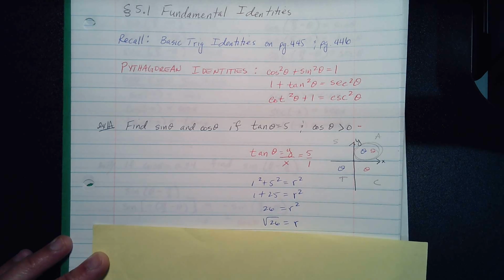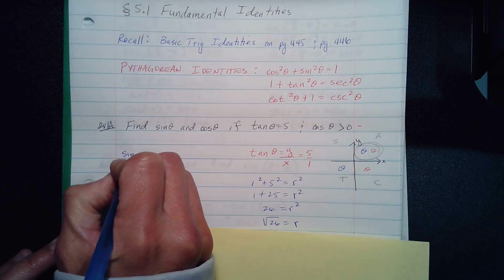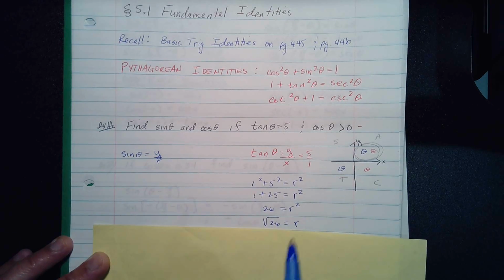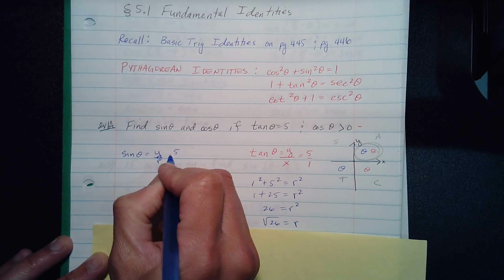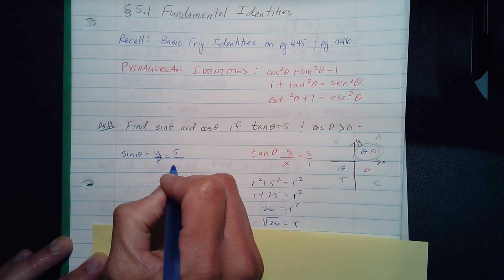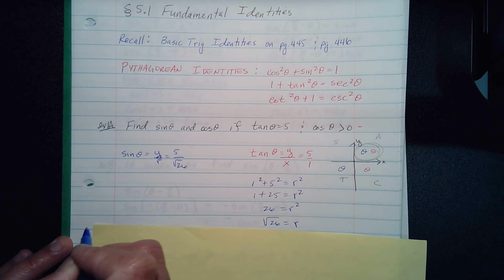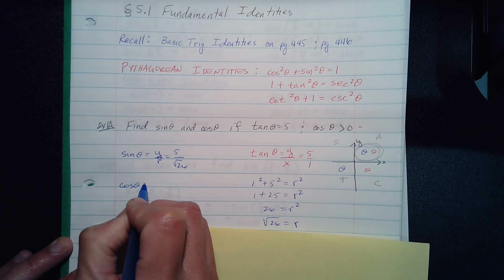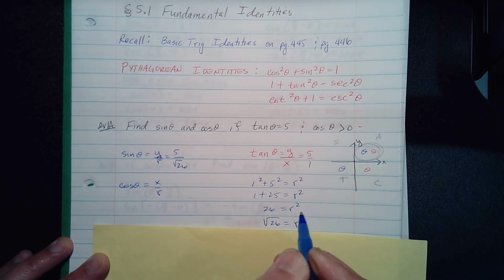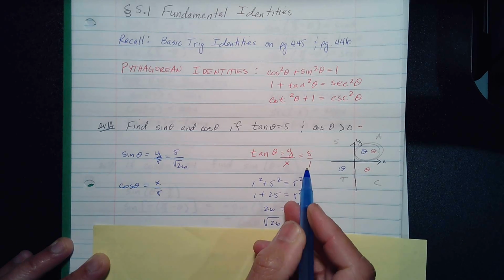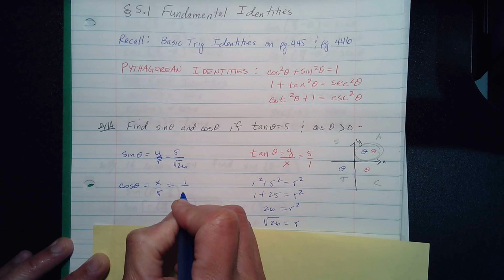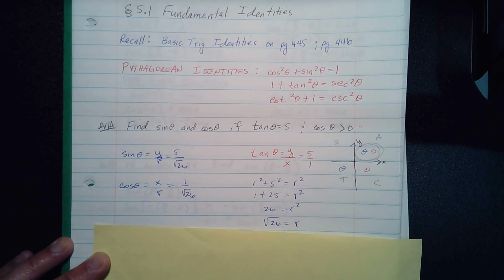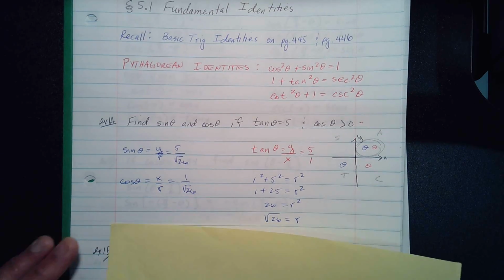So now we just find sine theta. So sine theta is y over r. Well, y is 5 and r is square root of 26. Cosine theta is x over r, and x we know is 1, so that's 1 over radical 26. So that is example 1a.